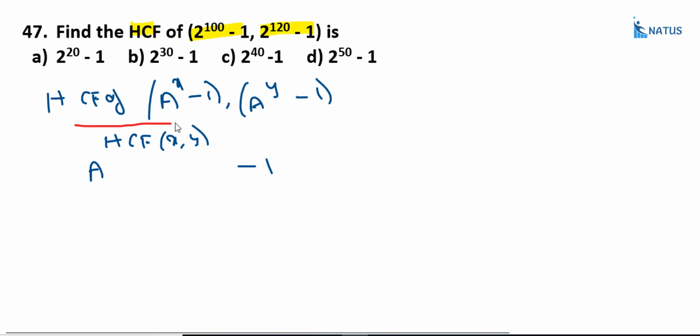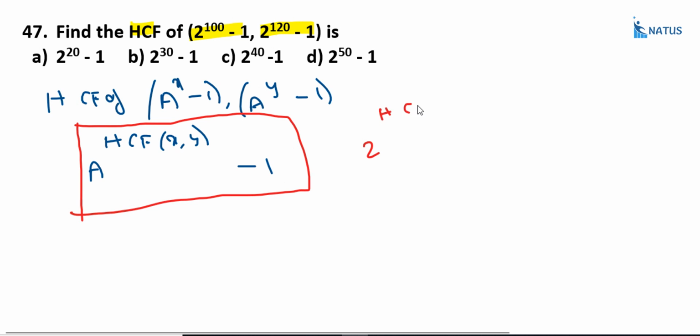The HCF of a power x minus 1 and a power y minus 1 is a power HCF of x, y, minus 1. Here, a is 2, x equals 100 and y equals 120, right? So what is the answer? 2 to the power of HCF of 100 and 120, minus 1. So 2 to the power of 20 minus 1 is the answer. Option A is the correct one.